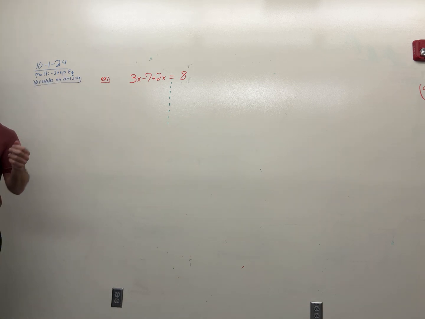Step 2. Read it to me. What's it say? Somebody other than Isaac. I've heard Isaac over and over. Go ahead, Liam. What's step 2 say? You have the paper.